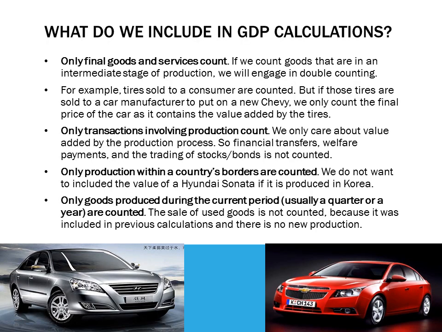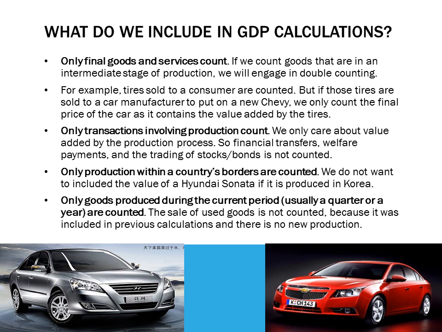So what do we include in GDP calculations? First, only final goods and services count. If we count goods that are in intermediate stages of production, we will engage in double counting. For example, tires sold to a consumer are counted, but if those tires are sold to a car manufacturer by a wholesaler to put on, let's say, a new Chevy, we only count the final price of the vehicle as it contains a value added by the tires. So we don't want to double count this intermediate good.